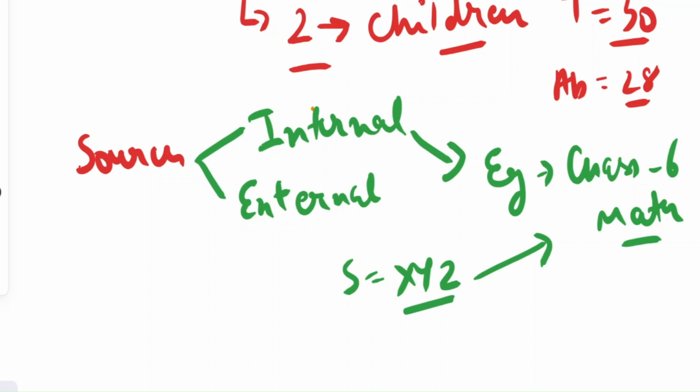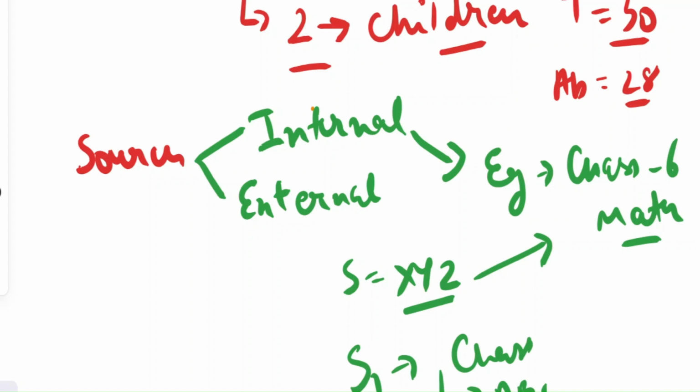mathematics marks. But if I want to get the marks of class 7th of school ABC, this is a school where I am not linked. So this will be an external source of data, where I want to get the data for some other school where I am not linked. So an external source of data is collected outside the organization, where you collect the data from some other organization to which you are not linked.